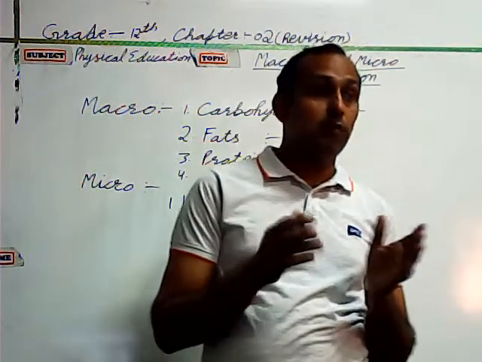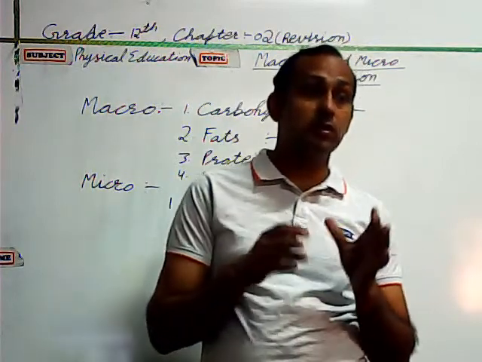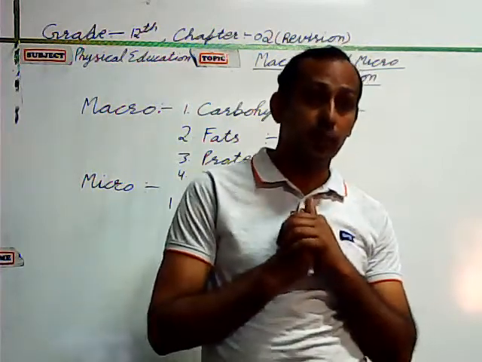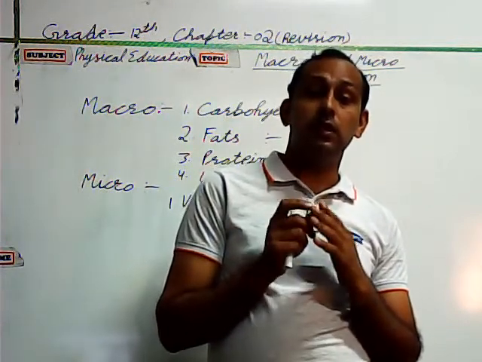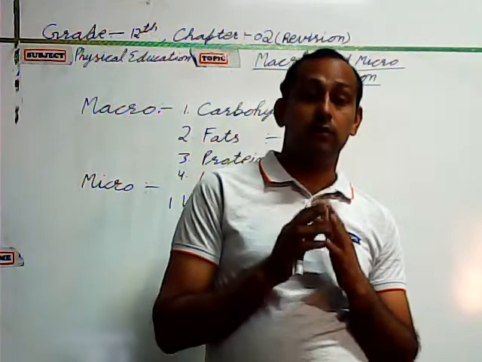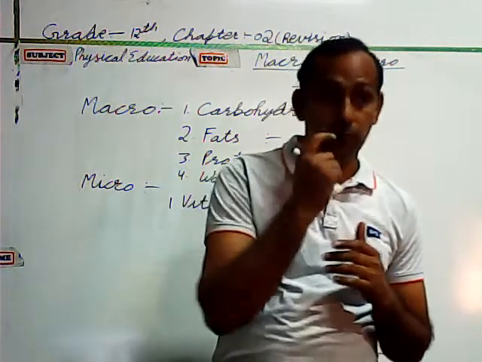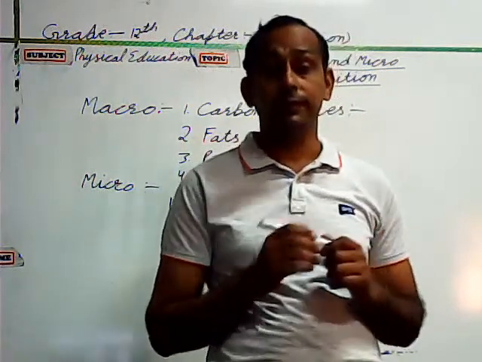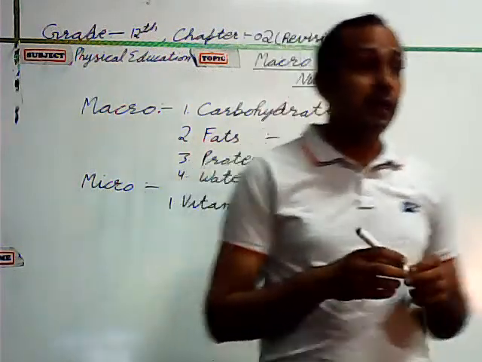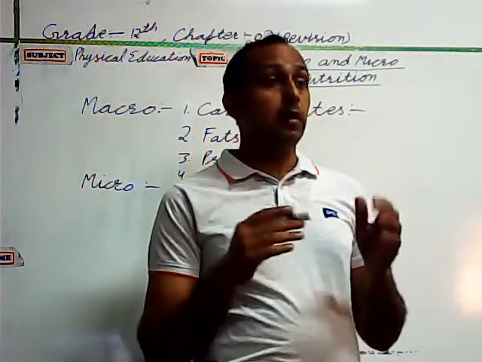This is the fat soluble vitamins. First we will discuss vitamin A. There are six types of vitamins: A, B, C, D, E and K. We will discuss the fat soluble vitamins first. Vitamin A is called the vitamin of growth.